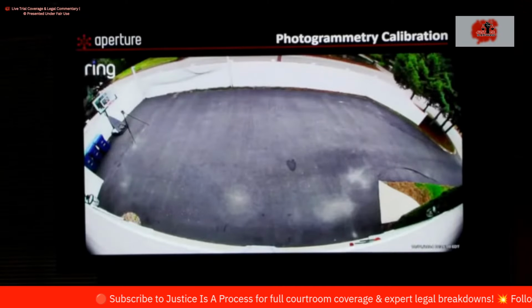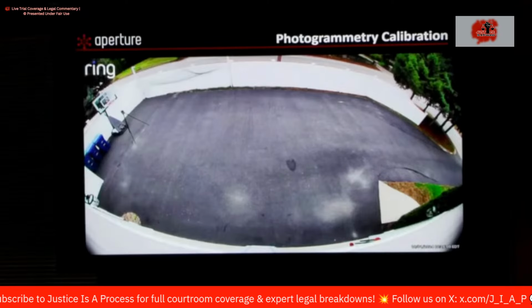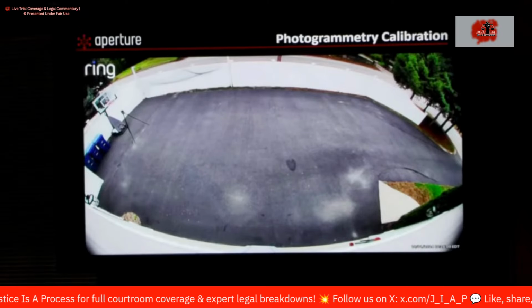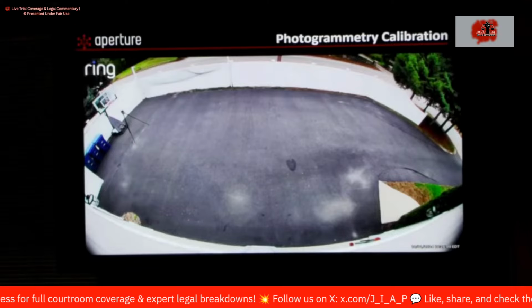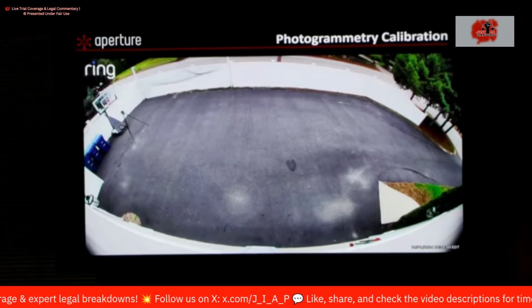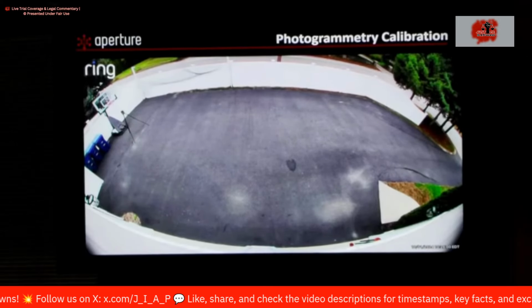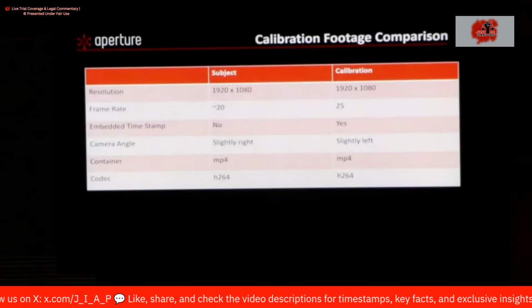To bring us all together, we went out to Mr. O'Keefe's residence and took a scan, a laser scan. So you see the laser scanner over here. Laser scanner is right here. Fence hasn't changed position. The camera's changed a slight position. We can account for that.